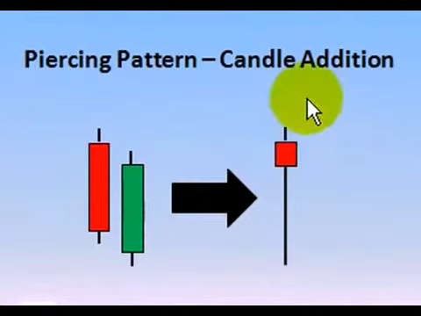So what does this single candle represent? Remember, it occurs at the bottom of a downtrend. So that's right, a piercing pattern through the process of candle addition becomes a red hammer. Once again, a bullish reversal pattern.